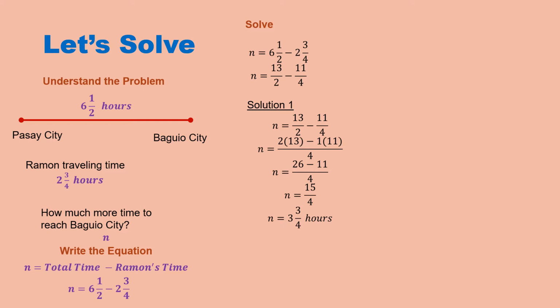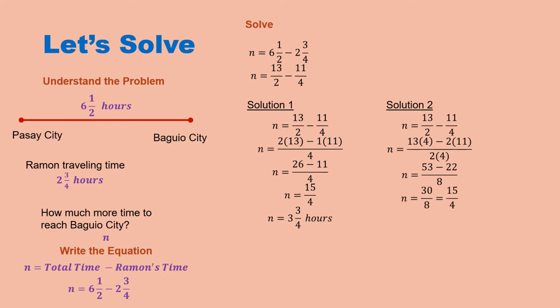Another solution is using the butterfly method. So you have 13/2 minus 11/4. Multiplying the denominators, 2 times 4. Multiplying the first numerator to the second denominator, so that's 13 times 4. 2 times 11, which means multiplying the first denominator to the second numerator. So you have 52 minus 22 all over 8. 52 minus 22, you have 30 over 8. Simplifying that, it will be 15 over 4. So therefore, the answer is 3 3/4 as well.